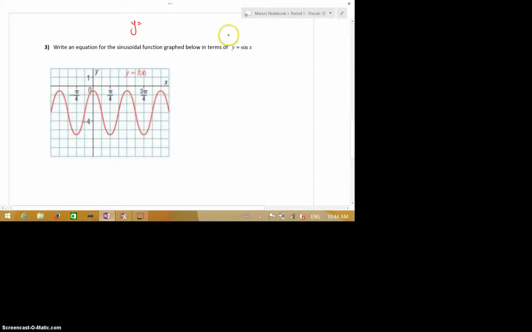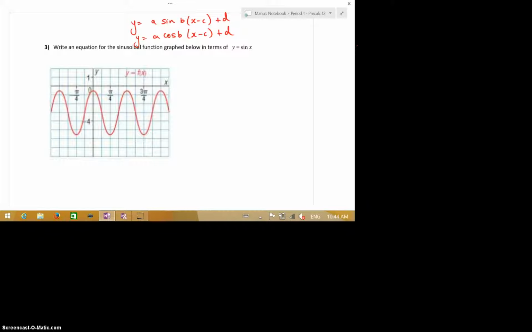y equals a sine b x minus c plus d, or y equals a cosine b x minus c plus d. So really, if we want to write a sine equation, we need four parameters. We need to know what a, b, c, and d are: the amplitude, the period, the phase shift, and vertical displacement, so we can write it as a sine function.